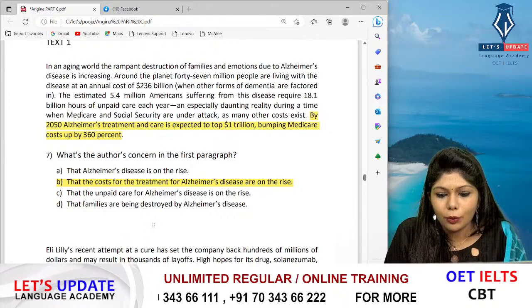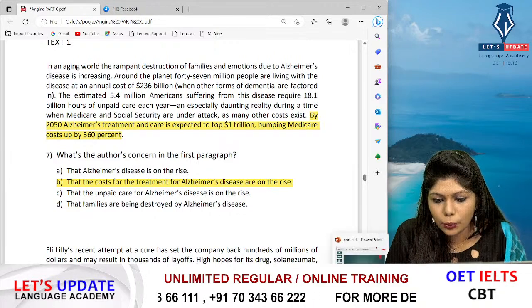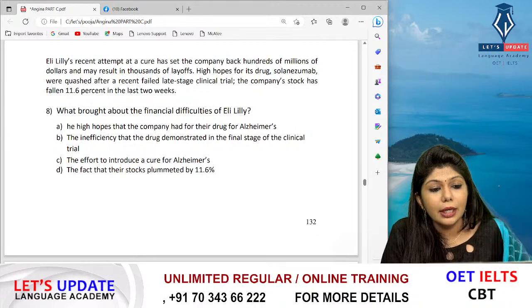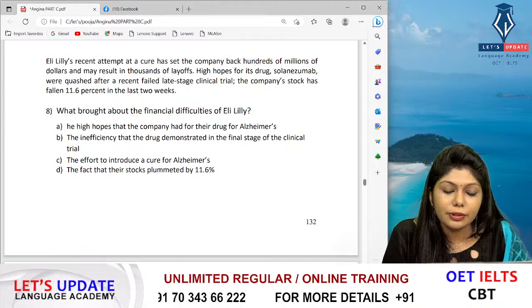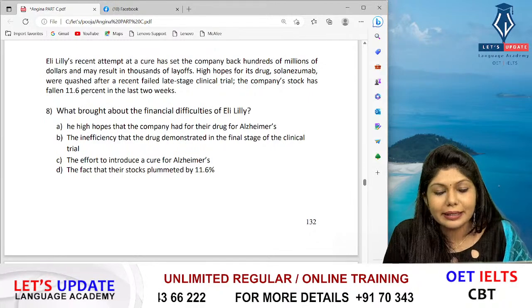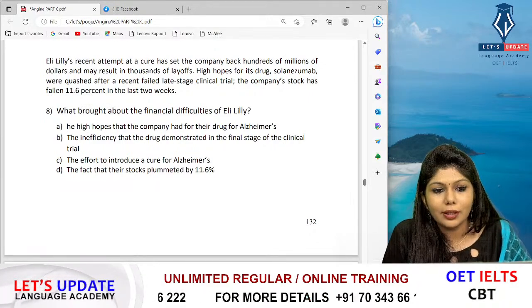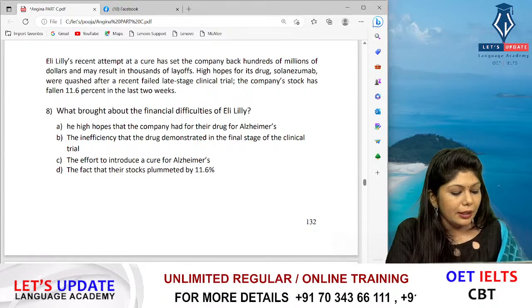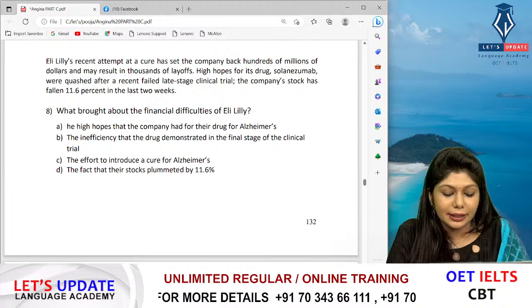Okay, so now moving on to the next question and the paragraph related to that. So the question is, what brought about the financial difficulties of Eli Lilly? And this is the paragraph in which you have the answer. So I want you to read. I'll give you a minute, and then you can come up with your choice of answers, and then we'll solve it together.